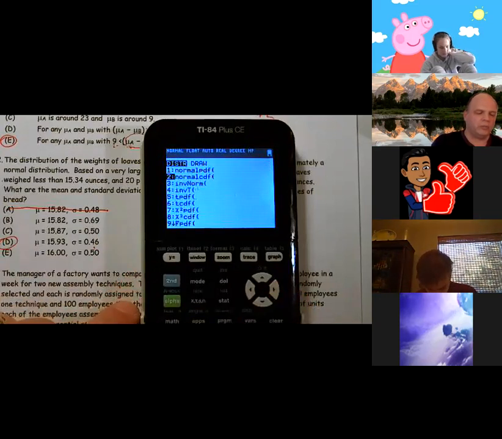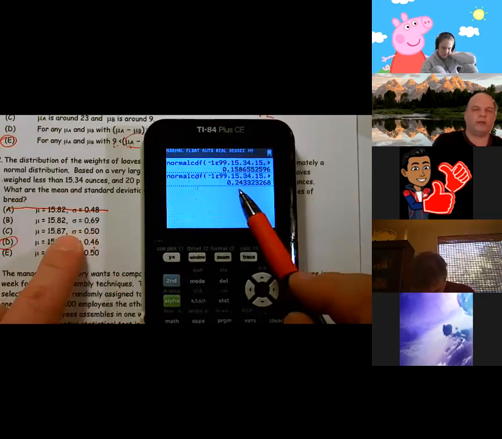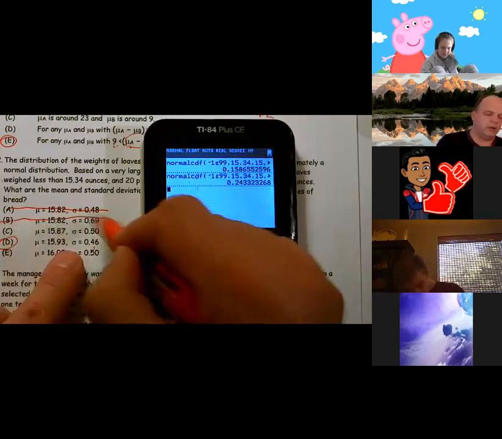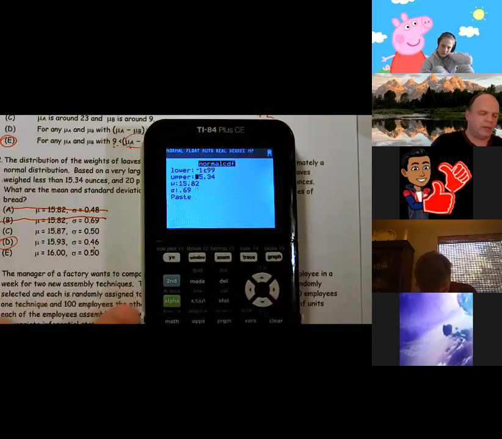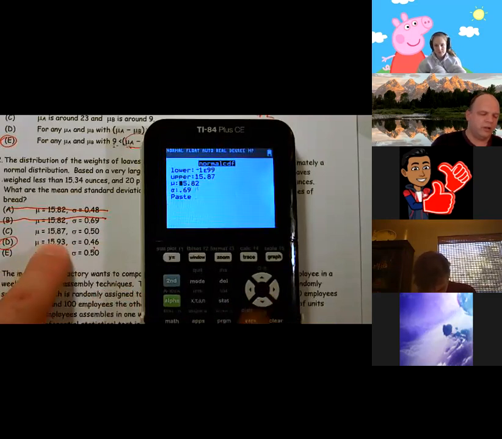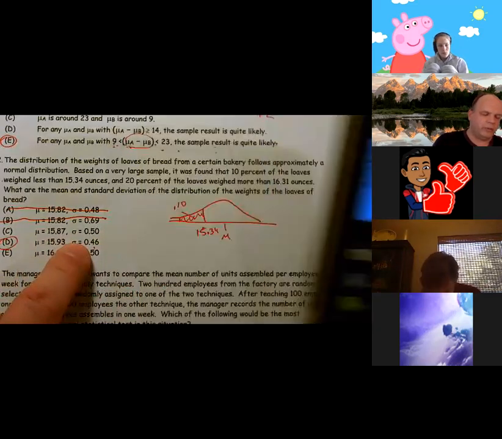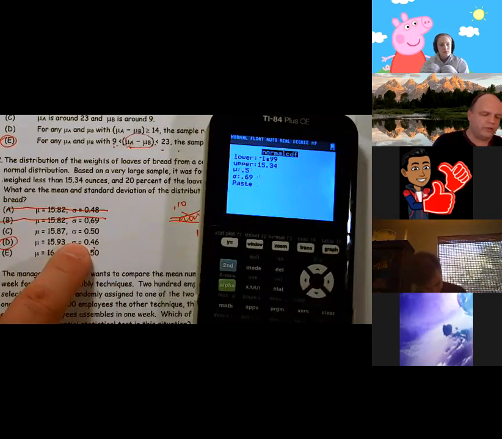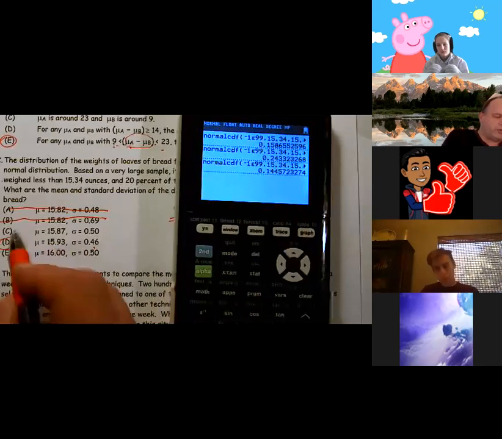Second vars, norm CDF. Everything stayed the same except my standard deviation is now 0.69. And I get 0.24. I'm supposed to get 10%. That's wrong. Second vars, norm CDF. Now my mean is 15.87. This is standard deviation of 0.5. Oops. Excuse me, I did that wrong. 15.34. This should be 15.87. And this should be 0.5. And I get 0.144. That's wrong.